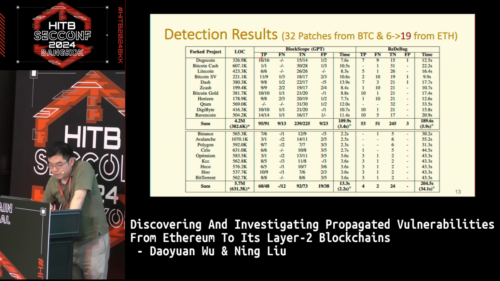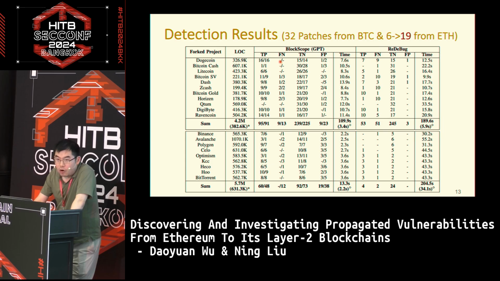Here TP means true positive, meaning our tool correctly identifies the vulnerabilities. You can see this TP is much better than CMU's ReDeBug tool. And in terms of false negatives, we also didn't miss too much vulnerable code. But ReDeBug missed quite a lot for the Bitcoin ecosystem.